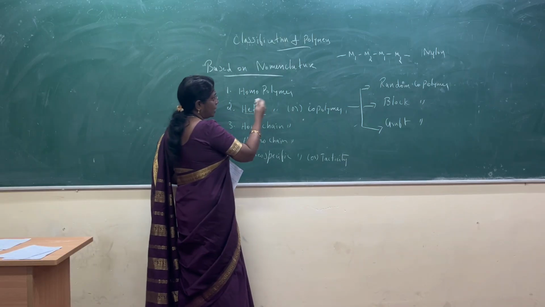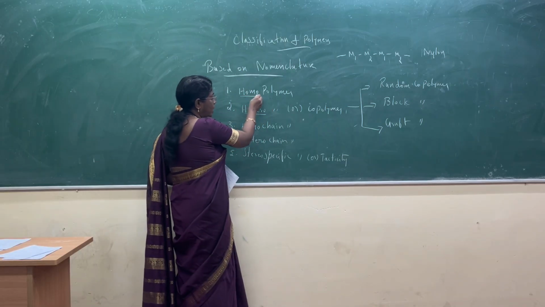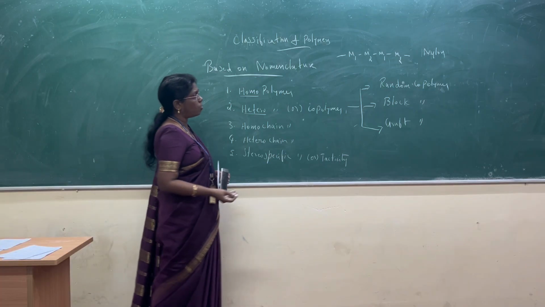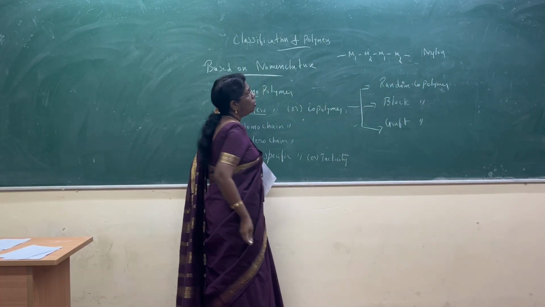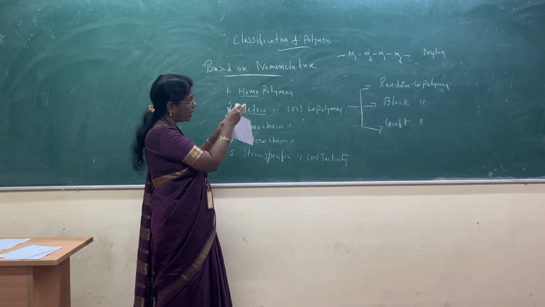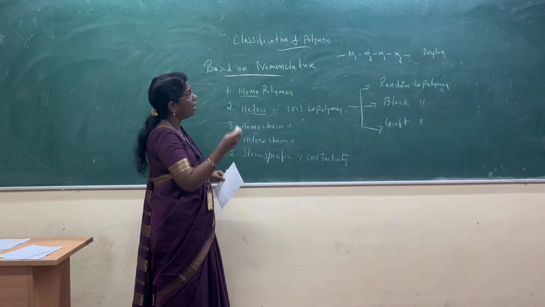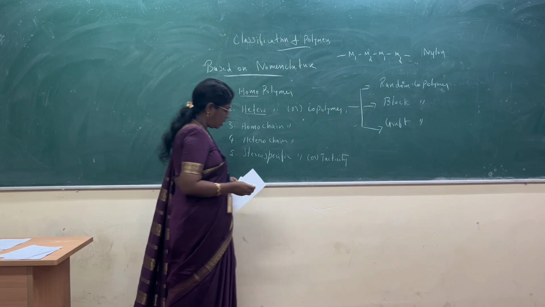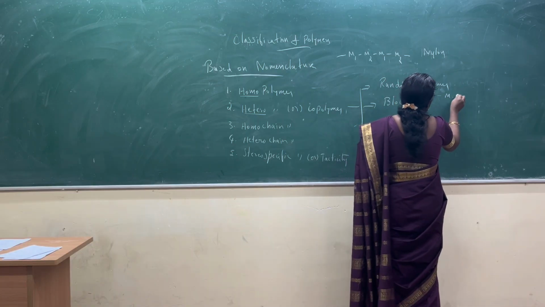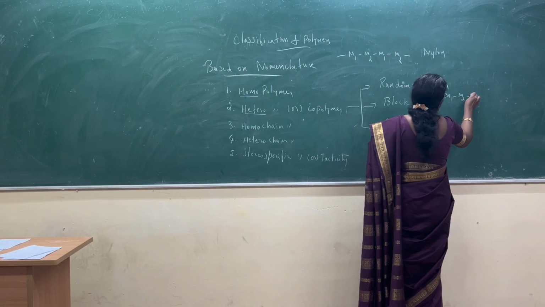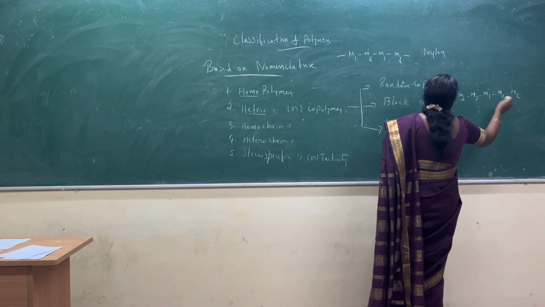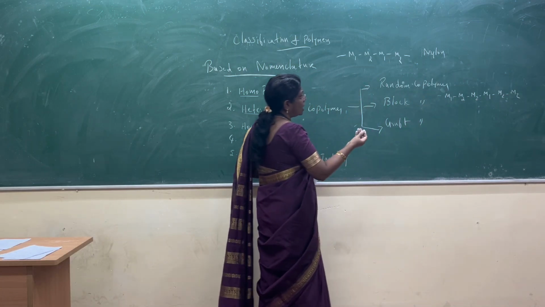Hetero means different monomer, homo means same type of monomer. So heteropolymer or copolymer, more than one type of monomer. M1, M2, M1, M2 are called heteropolymer. Based on arrangement of monomer, there are three different types of heteropolymer: random, block, graft. Example for random: M1, M2, M2, M1, M2, M2. So random arrangement is called a random copolymer.